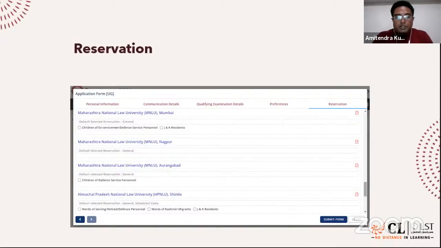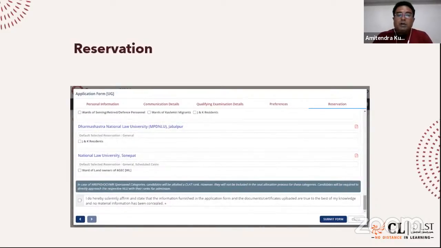Nagpur, Aurangabad, Shimla. Now, when it comes to Sonipat, because NLU Sonipat is located in the Rajiv Gandhi Educational City, if you happen to be the landowner in that educational city, or you are a ward of the landowner, whose land went for the educational city, the government took over the land in due process, then you have seats available for yourself. You can claim that benefit as well.